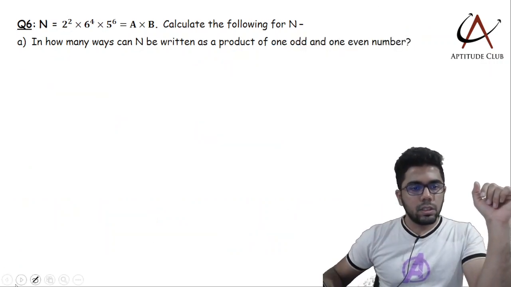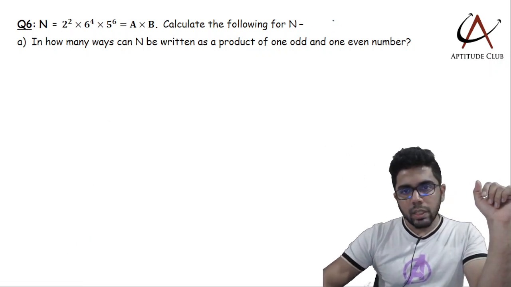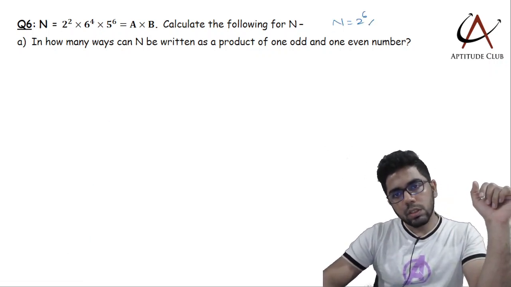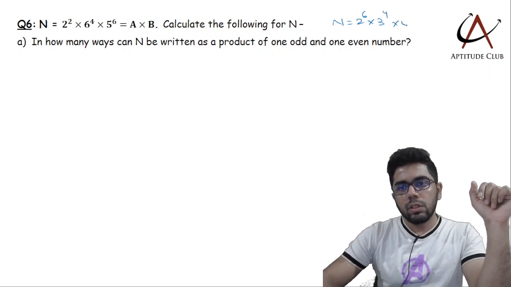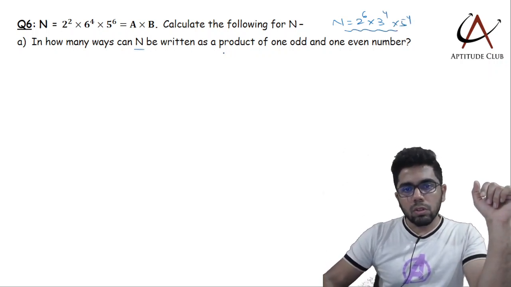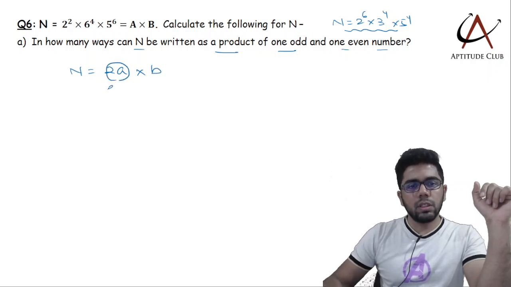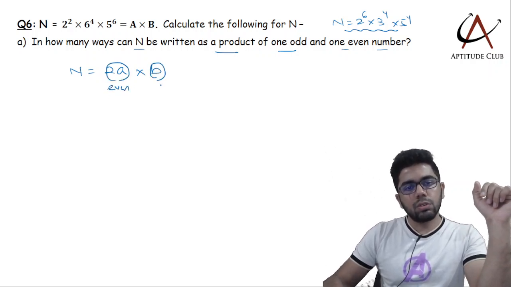Then let's see this in how many ways. तो n को यहाँ पे वापस लिखता हूँ 2 to the power 6 into 3 to the power 4 into 5 to the power 4. In how many ways can n be written as a product of one odd and one even number? So I have to write n as 2a into b. So this is even and b has to be odd number.